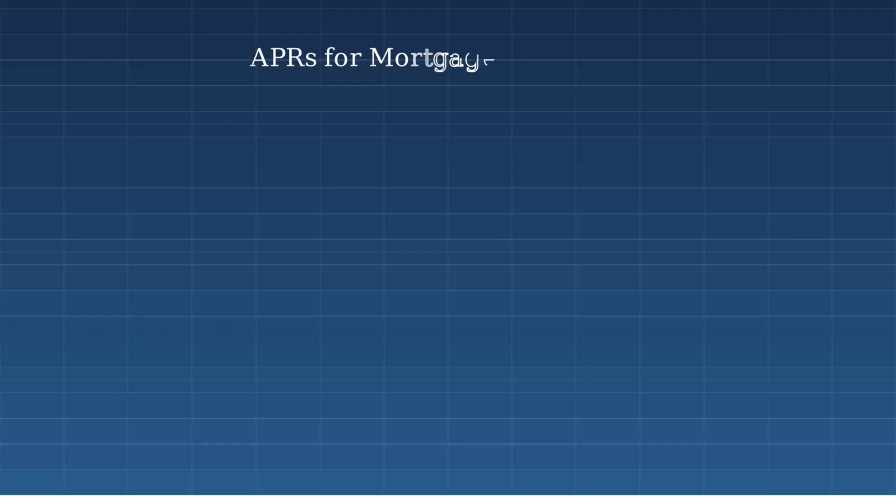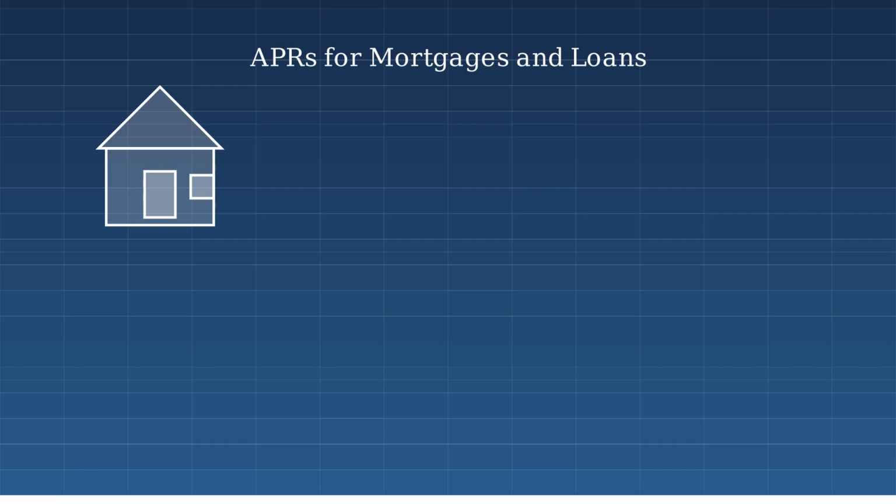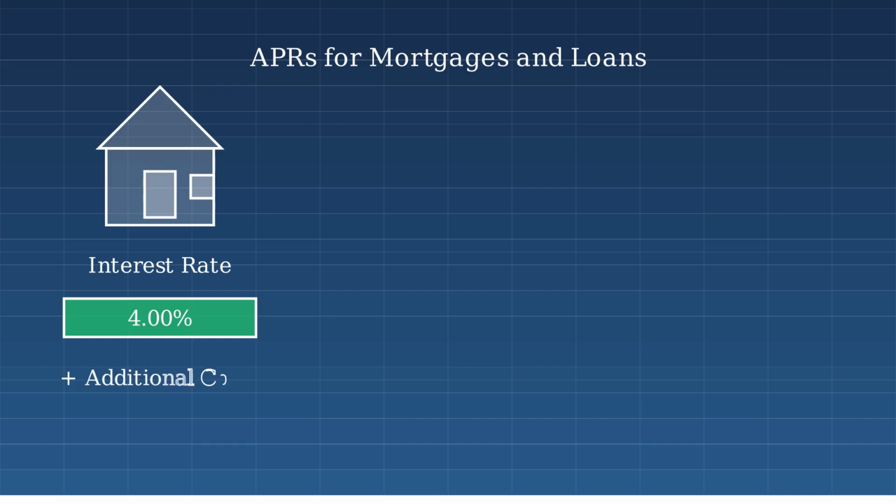When dealing with mortgages and large loans, APRs include more than just the interest rate. Let's start with the basic interest rate. For example, a mortgage might have a stated interest rate of 4%. However, the APR also factors in additional costs spread over the loan term. These include closing costs, points, and origination fees. When these additional costs are included, the APR becomes higher than the stated interest rate. In our example, the 4% interest rate becomes a 4.25% APR.